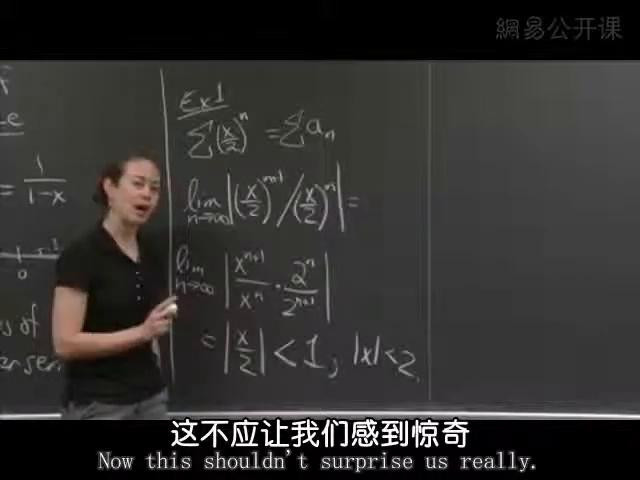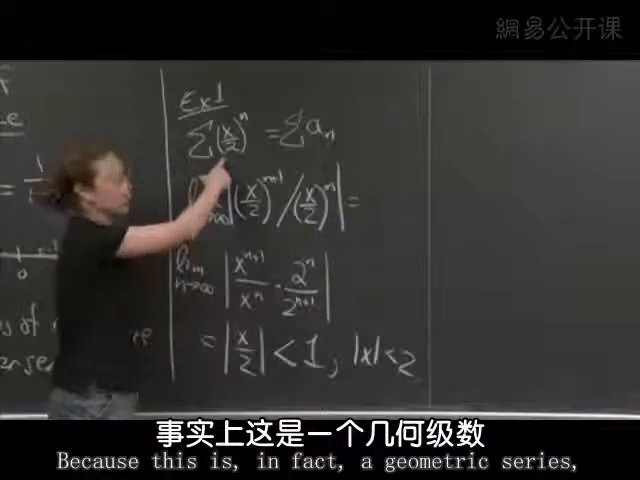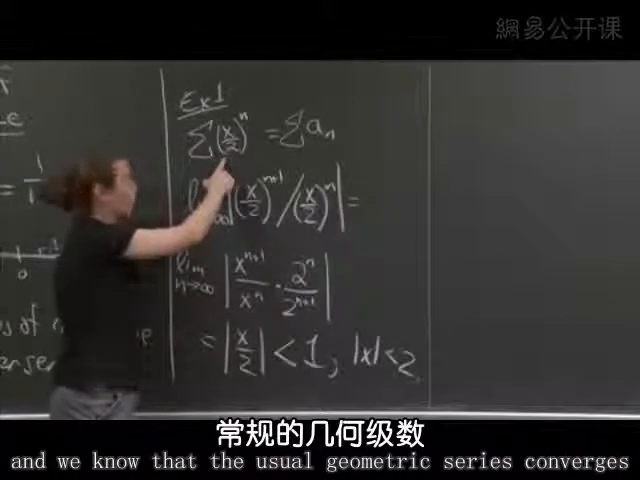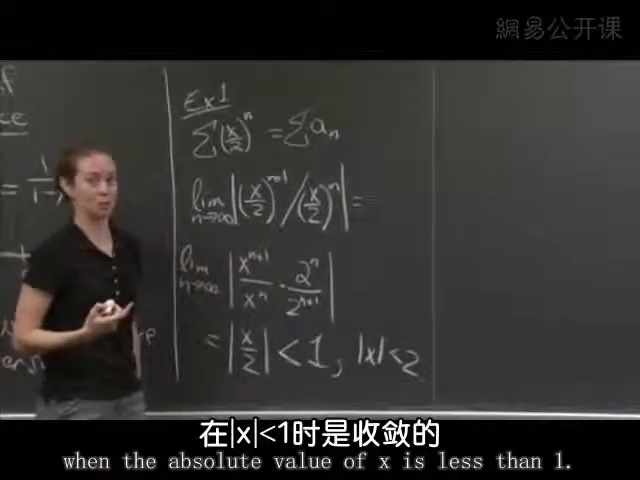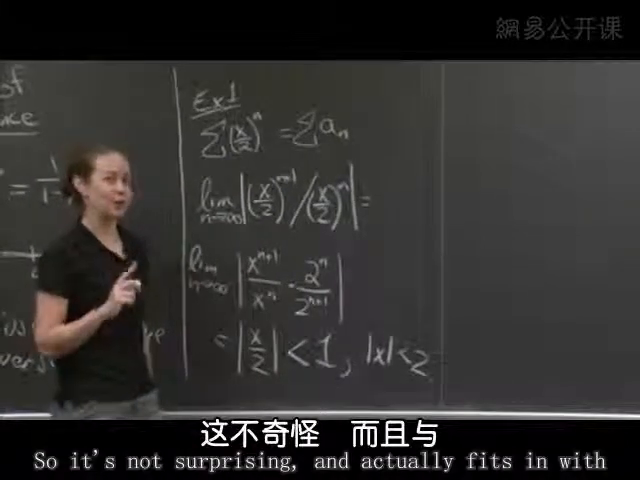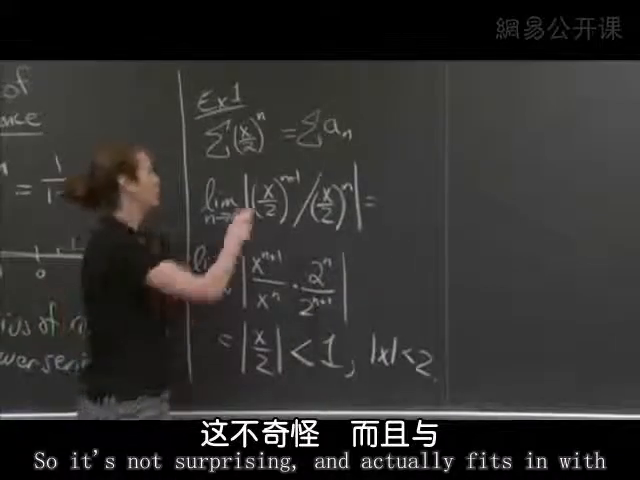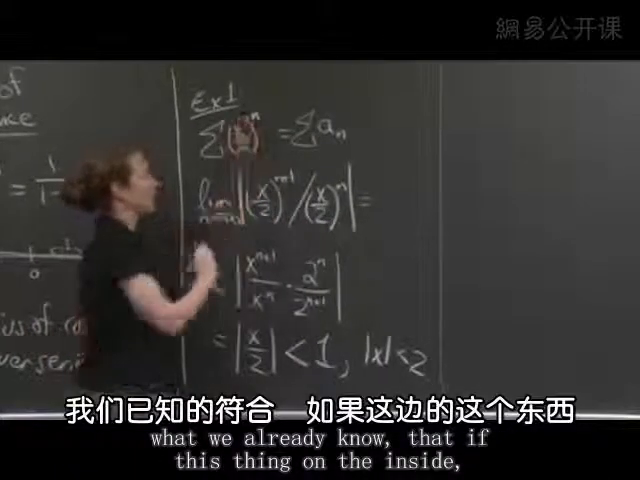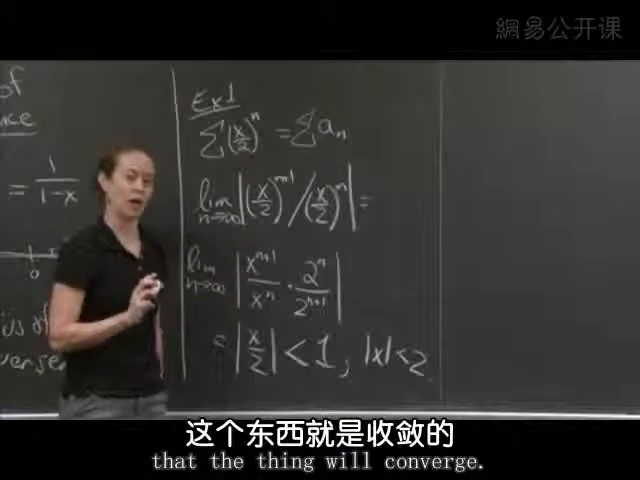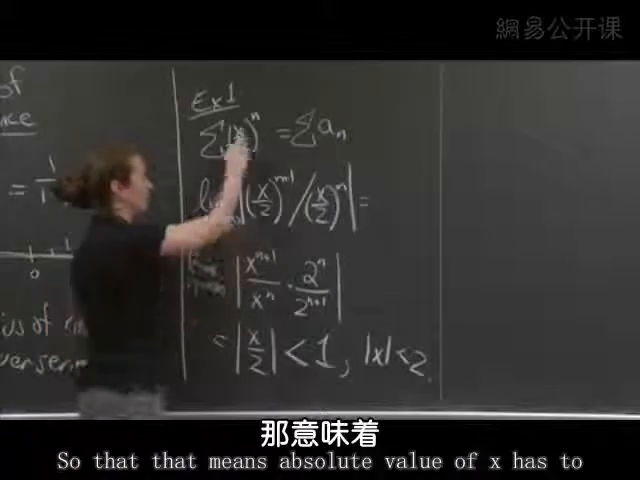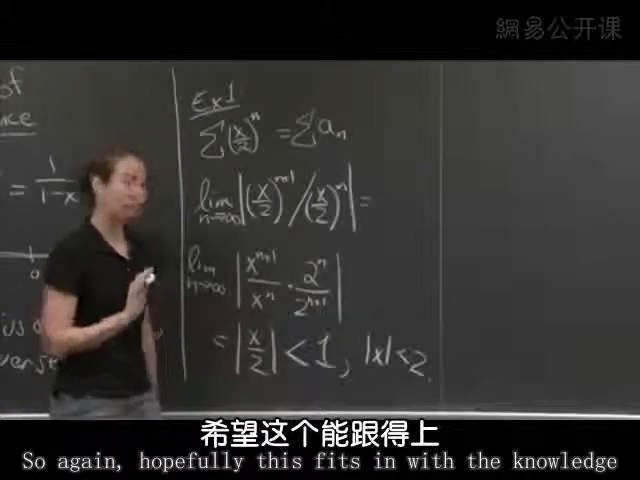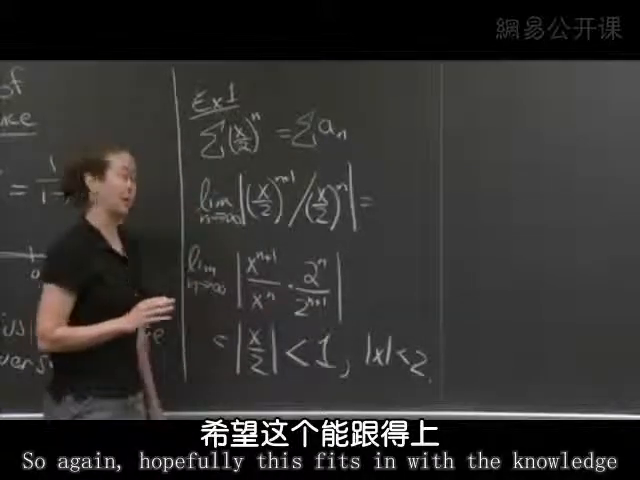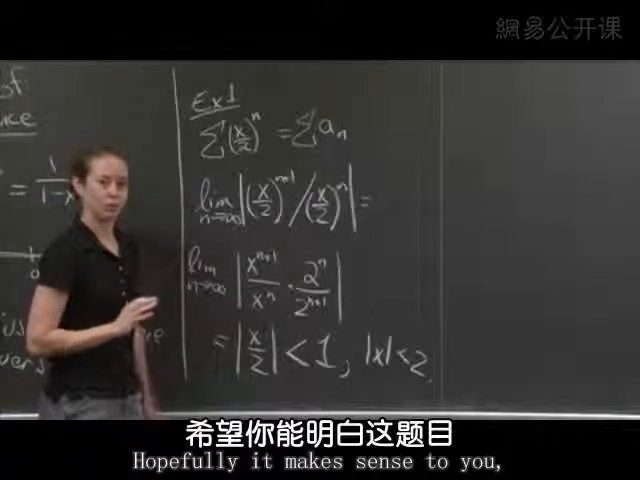Now this shouldn't surprise us really because this is in fact a geometric series, and we know that the usual geometric series converges when absolute value of x is less than 1. So it's not surprising and actually fits in with what we already know, that if this thing on the inside, if its absolute value is less than 1, the series will converge. So that means absolute value of x has to be less than 2. So again, hopefully this fits in with the knowledge we already have. Hopefully it makes sense to you what we're trying to do.